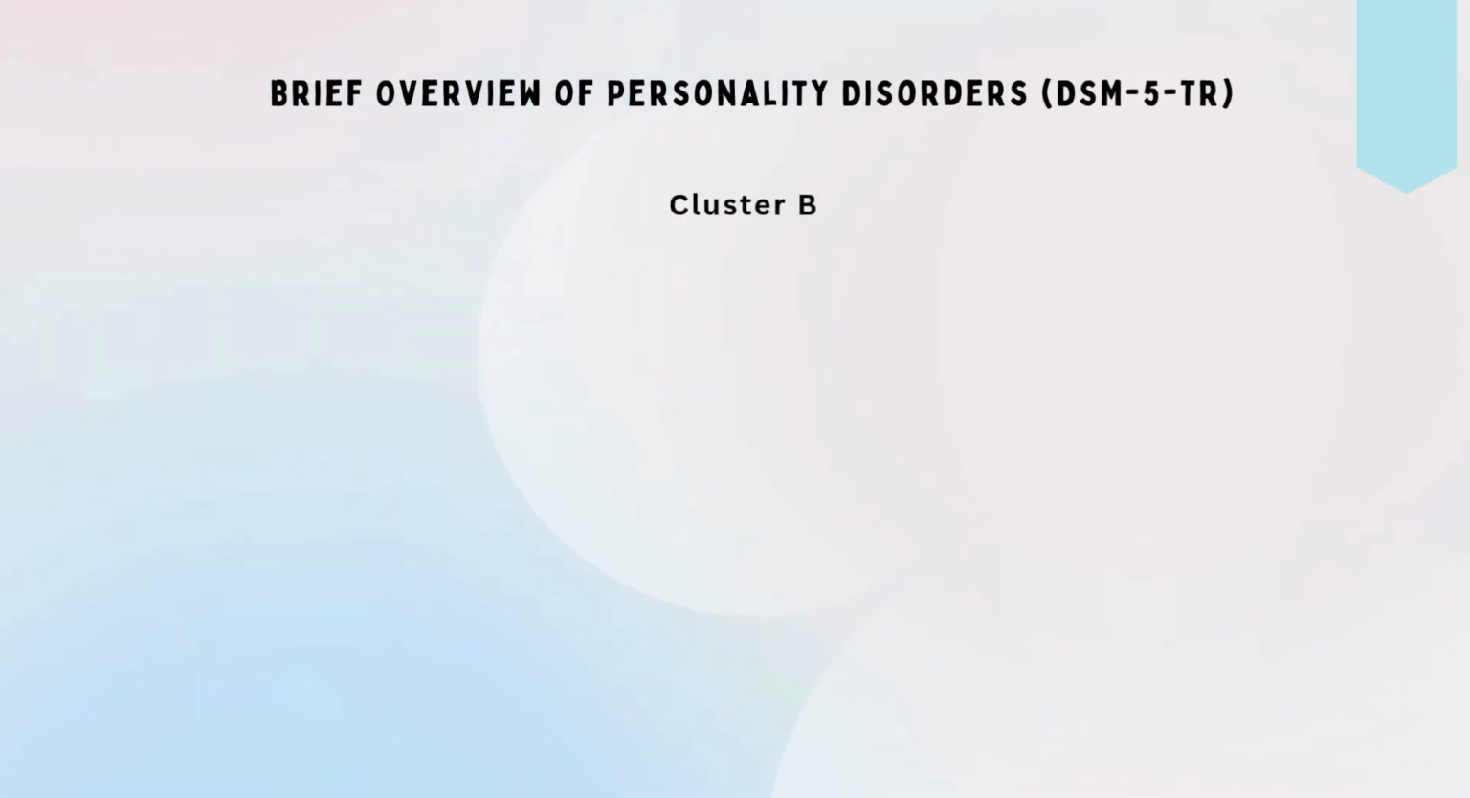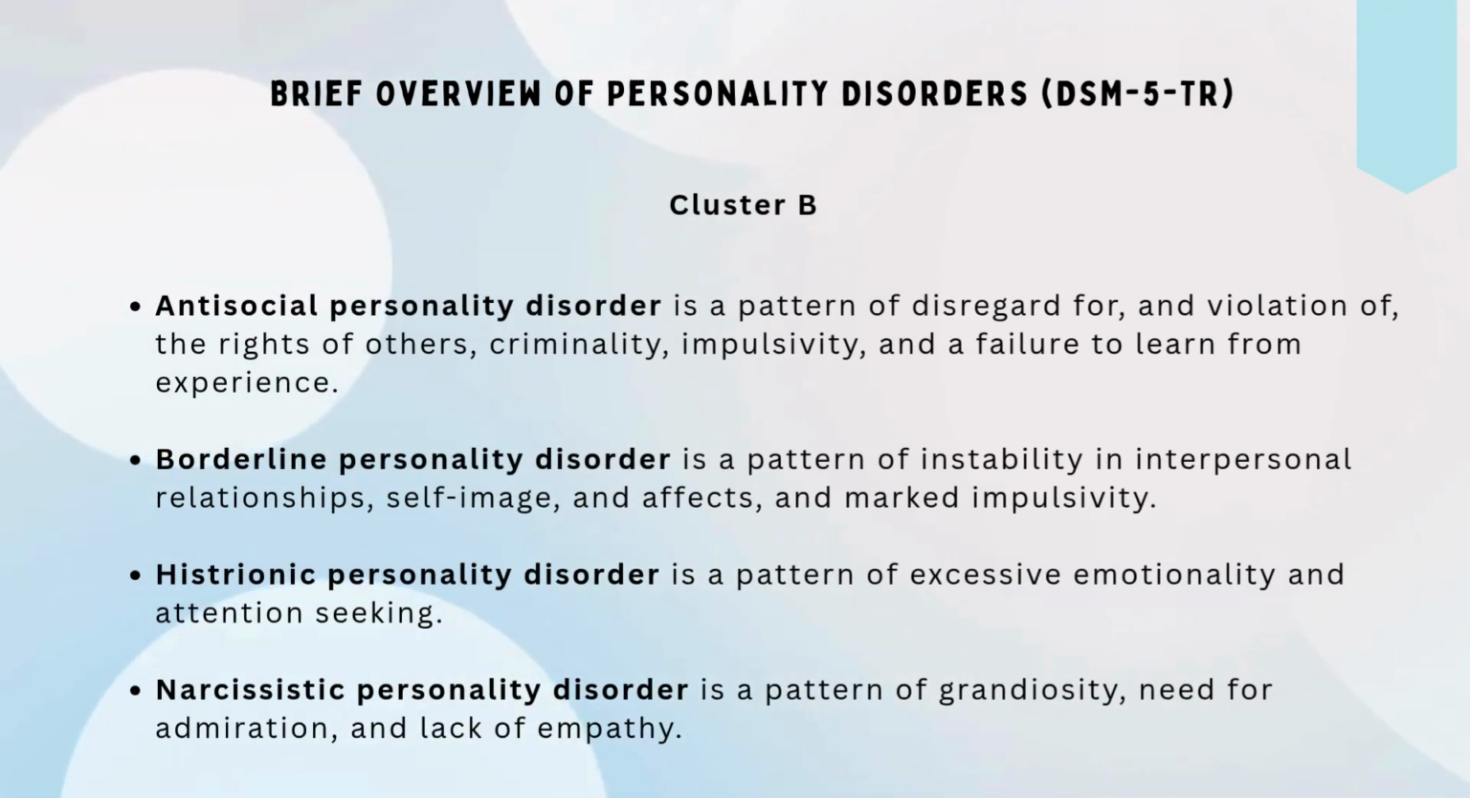Moving on to cluster B, which includes disorders that are often described as dramatic, emotional, or erratic. According to the DSM-5-TR, antisocial personality disorder is a pattern of disregard for, and violation of, the rights of others, criminality, impulsivity, and a failure to learn from experience. Individuals frequently engage in irresponsible, deceitful, or unlawful behaviors and often demonstrate little remorse for the consequences of their actions.